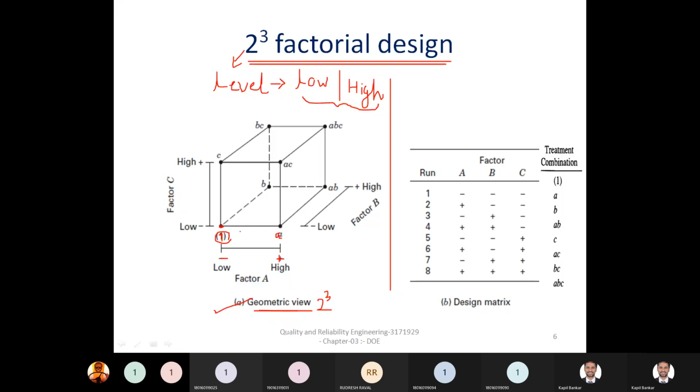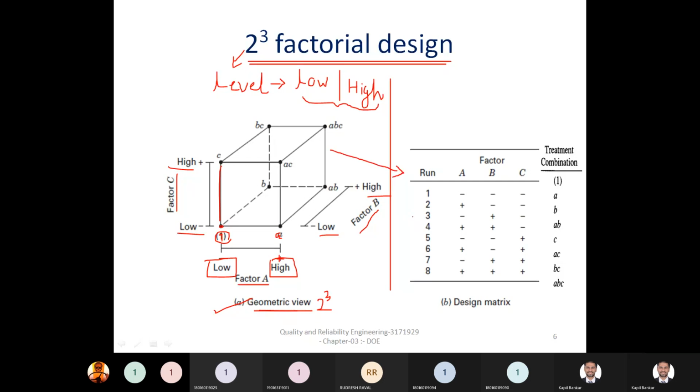So this front face represents factor A. Factor A has two levels, one low and another high. Suppose factor B, each factor having two levels, so it may be low and it may be high. Again, this is factor B, low and high. This edge represents factor C, so here low and here high. Got it?